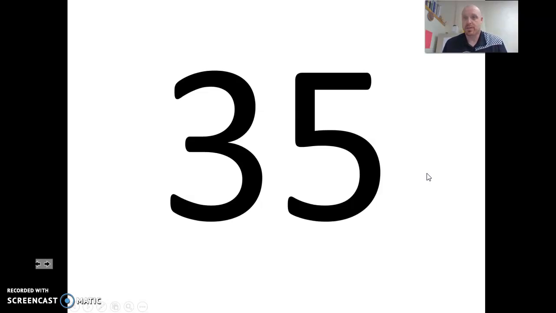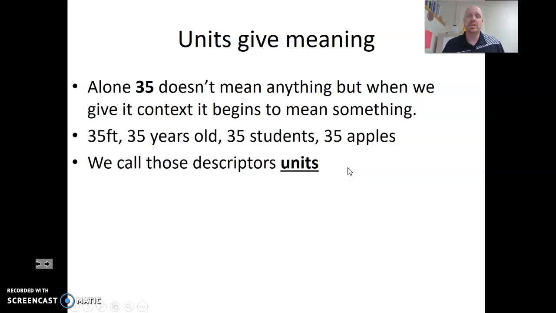A number is just, it could be anything. It could be 35 miles, it could be 35 apples, it could be 35 seconds. If it doesn't have a label to it, if it doesn't have a unit behind it, numbers really are meaningless. So the reason why we use units is it gives meaning to what we're talking about.